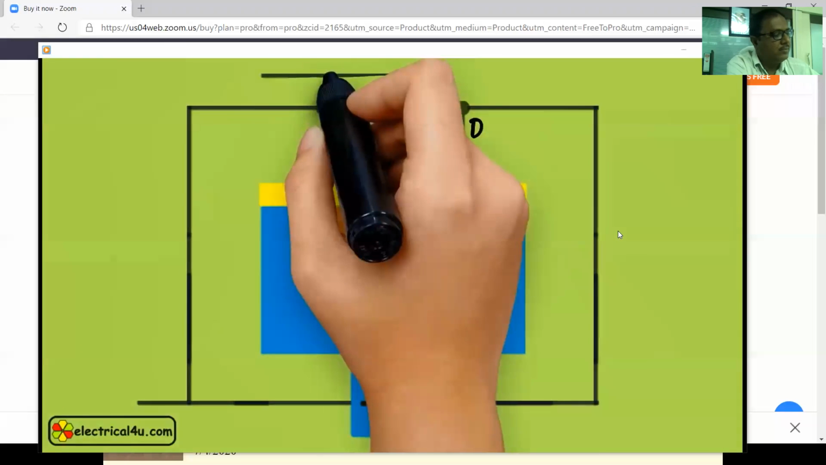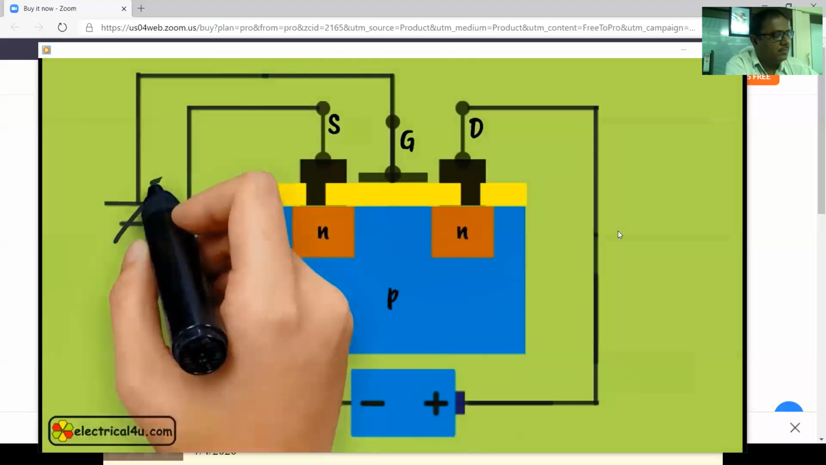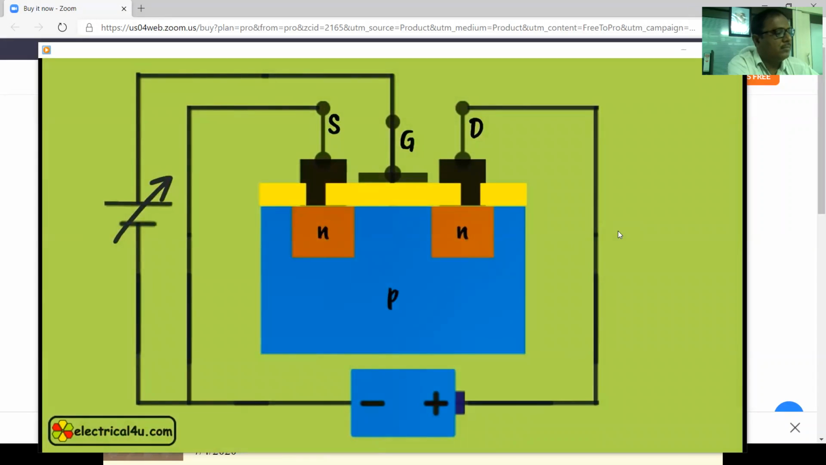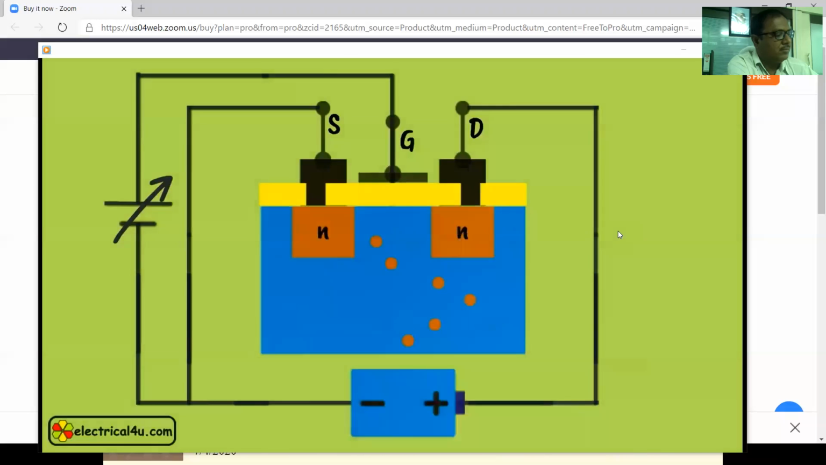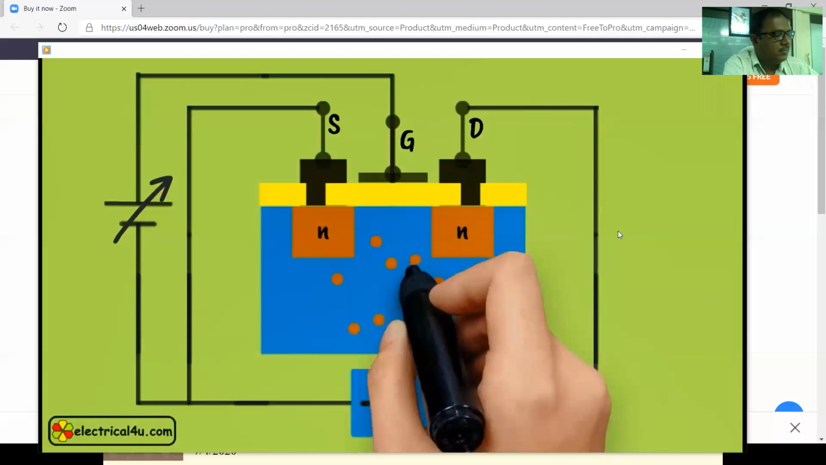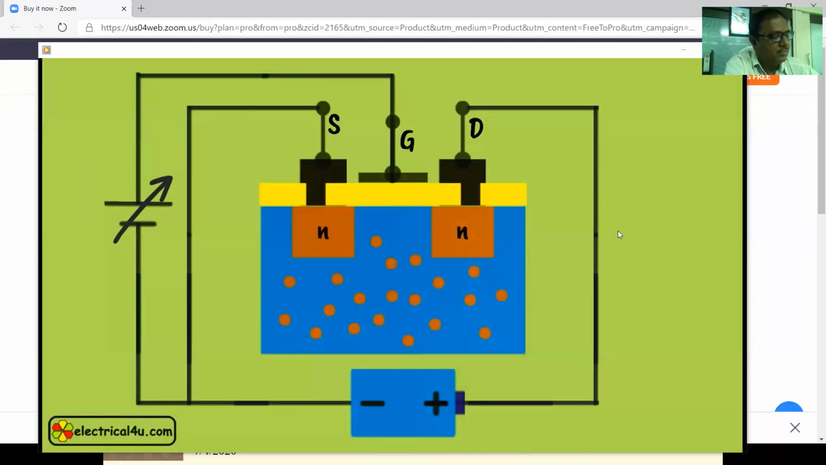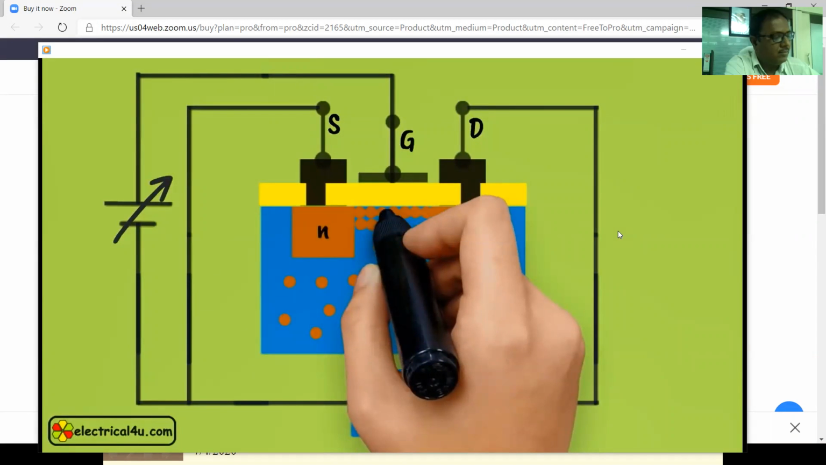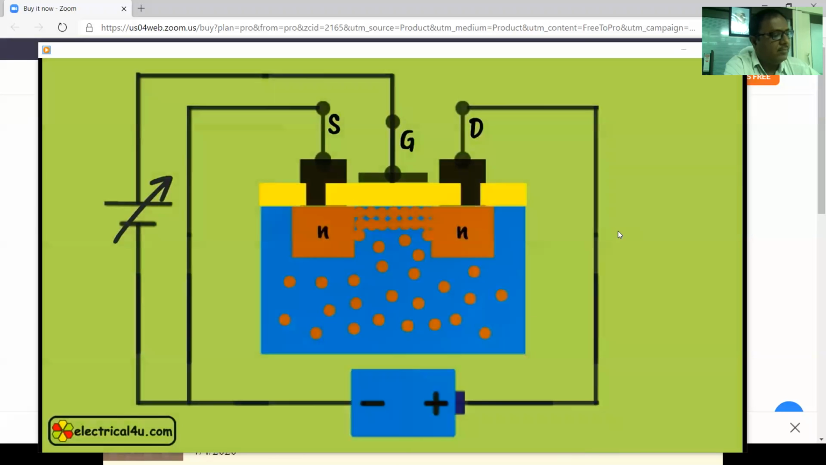Now let us see what happens if a suitable positive voltage is applied at the gate terminal of the device. In that case, due to attraction of the positive potential of the gate contact plate, negative free electrons, that is, minority carriers in the P-type base, will be accumulated towards the contact plate and form a channel of negative charge carriers even inside the P-type semiconductor.